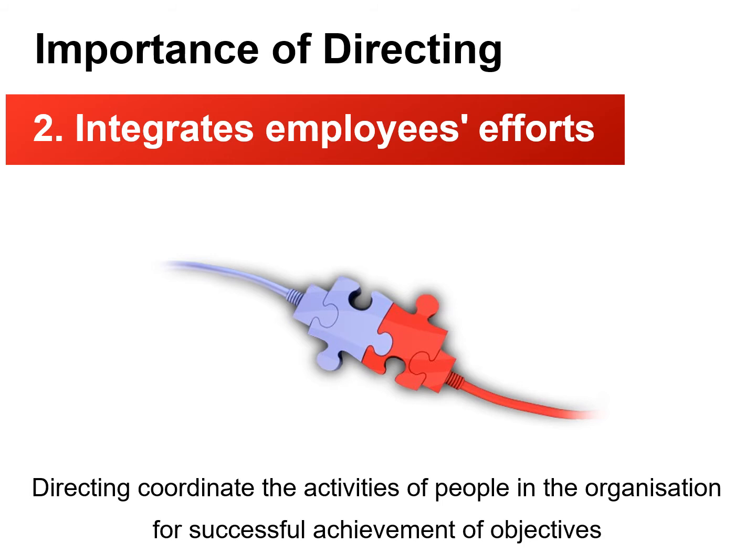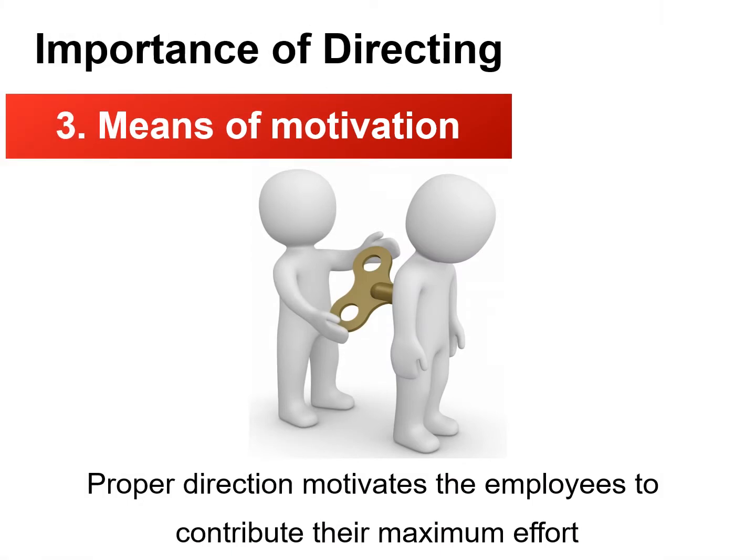For example, if there are certain departments in an organization, and if all these departments do not coordinate properly with each other, there will be no completion of work at the right time. Means of motivation, that means it encourages every individual in an organization to contribute their maximum efforts. If that can be done, there will be lesser wastage of resources and more efficiency can be brought into the organization.